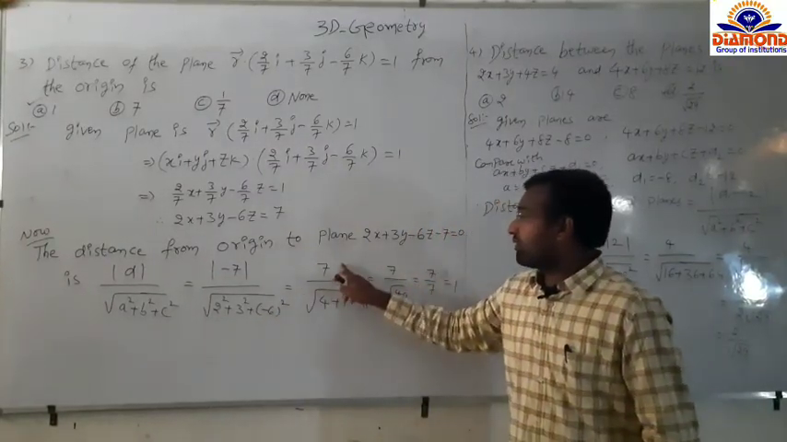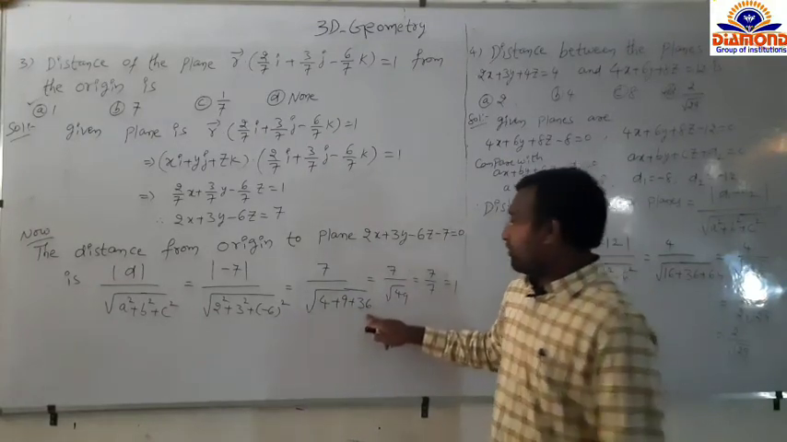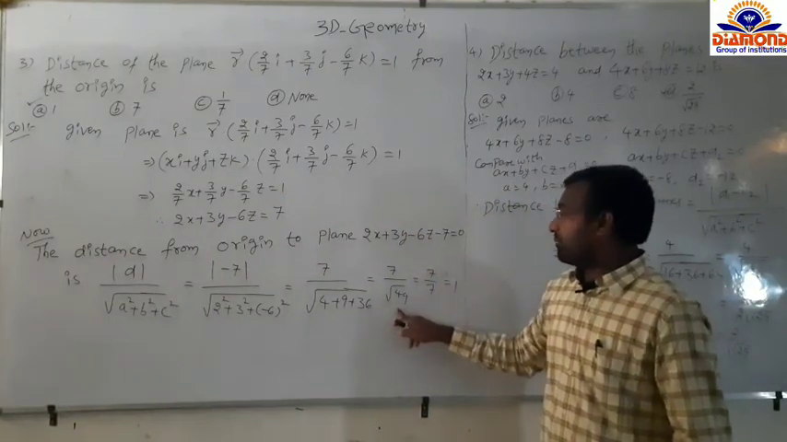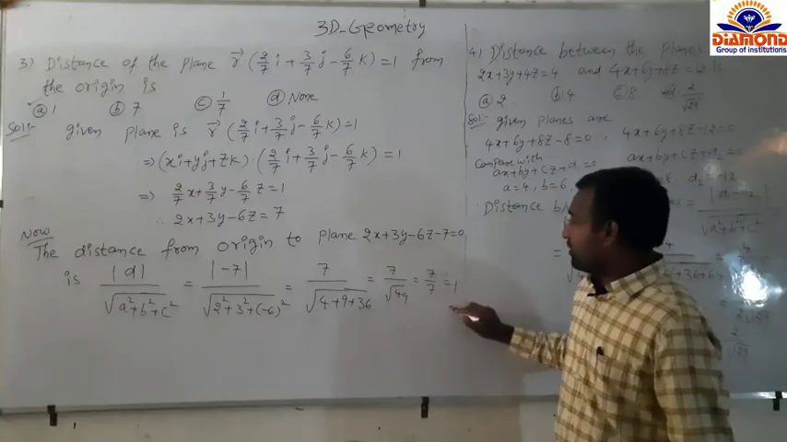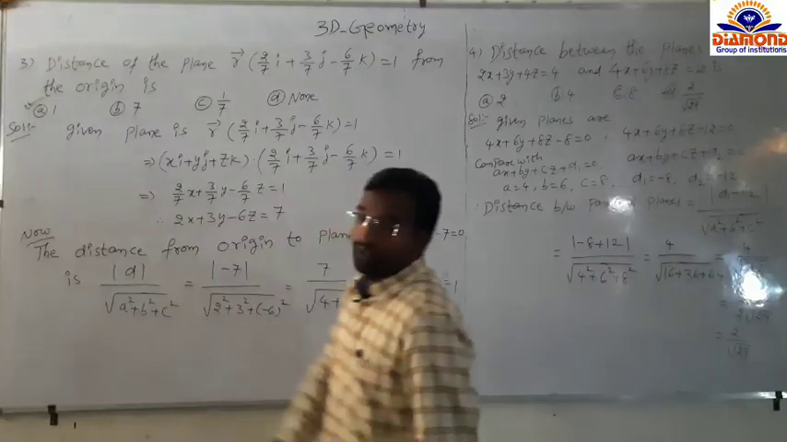That equals 7 by root over 4 plus 9 plus 36. 4 plus 9 plus 36 equal to what? 49. So root 49 in the denominator. Root 49 value is 7. So 7 by 7 equal to 1. So that's why the option is the first one, option A. Next question.